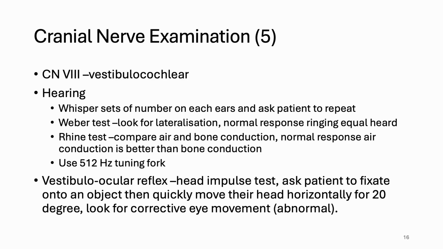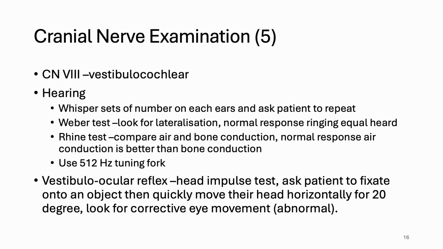The 8th cranial nerve is the vestibulocochlear nerve that innervates the special senses of hearing and balance. To assess the hearing, you would whisper a set of numbers to each ear and ask the patient to repeat those numbers. Or you can rub your fingers near each ear and ask the patient to indicate whether they hear the rustling noise of the rubbing. Alternatively, you could use a 512 Hz tuning fork to perform a Weber and Rinne test.